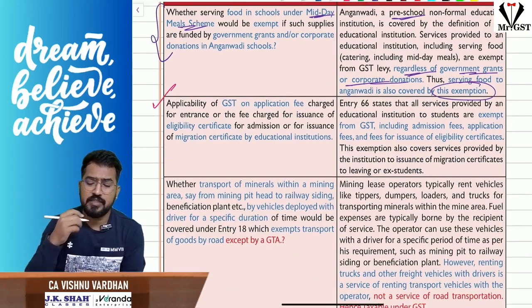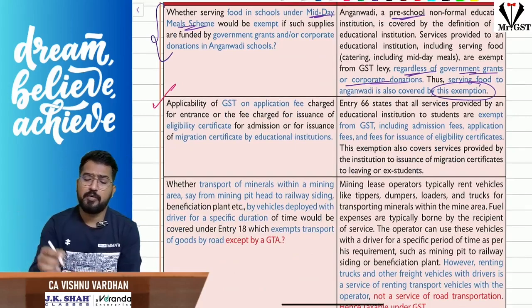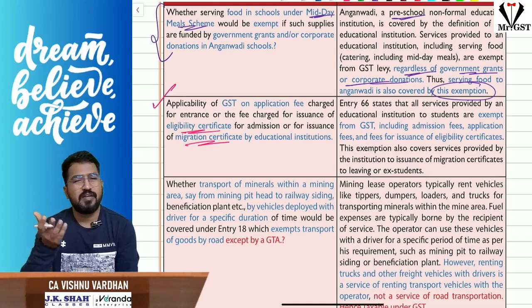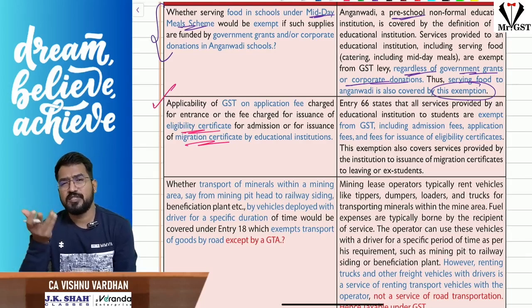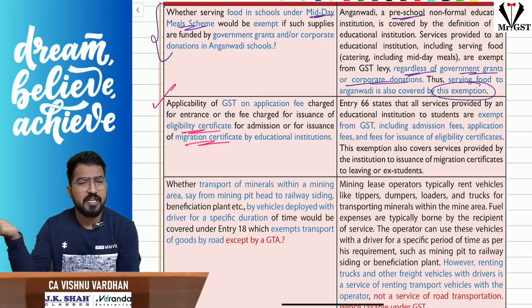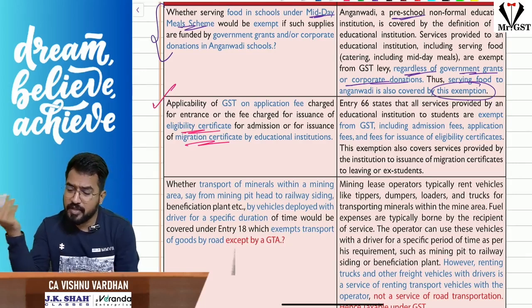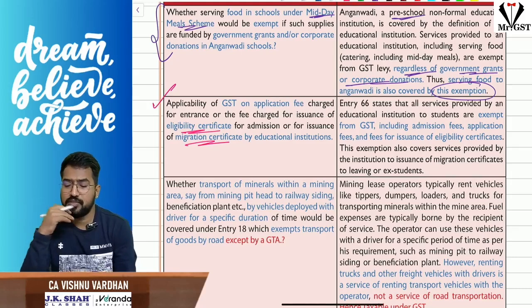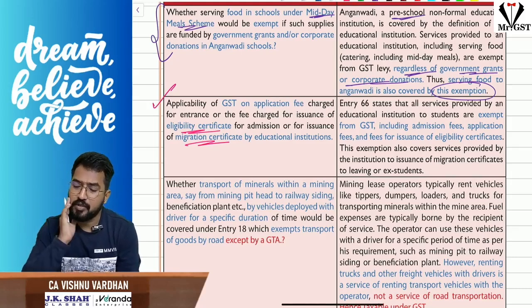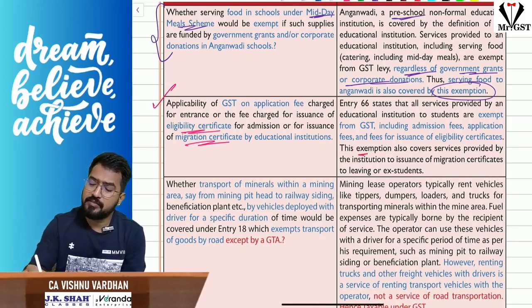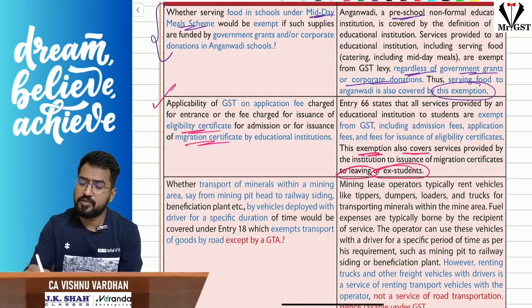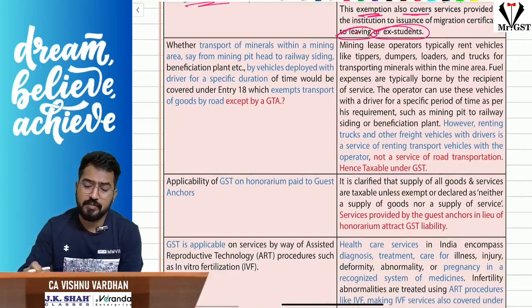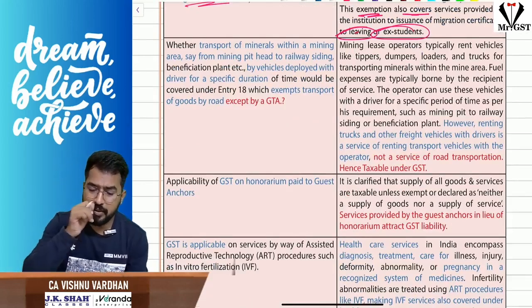The next one is, these educational institutions will be providing some eligibility certificates or migration certificates to students. Sir, any service provided to students by an educational institution is exempt under GST. So yes, a migration certificate or eligibility certificate, for any purpose, provided to the students of the educational institution enjoys the exemption. This exemption also covers ex-students or students who are leaving, obviously, because they were students and are taking the service in the capacity of students. Next, what is the next one?